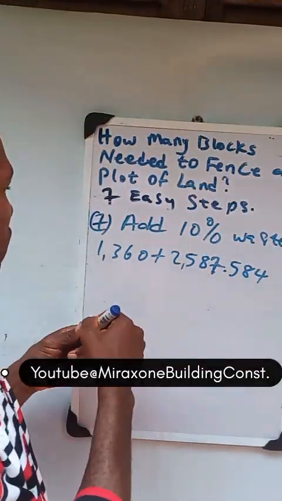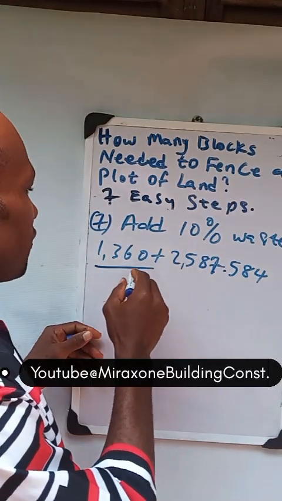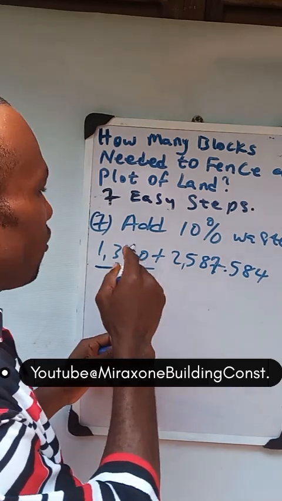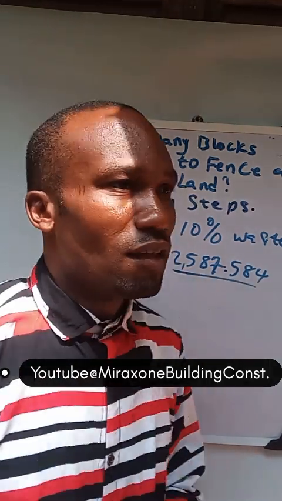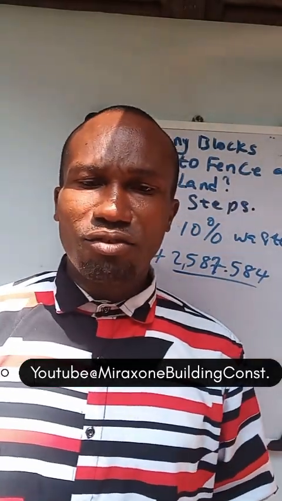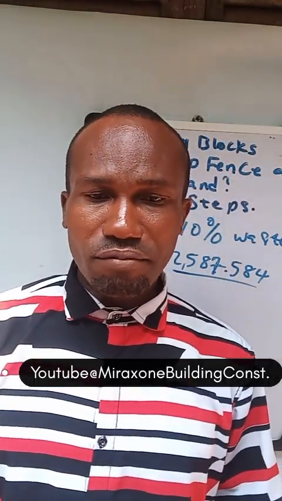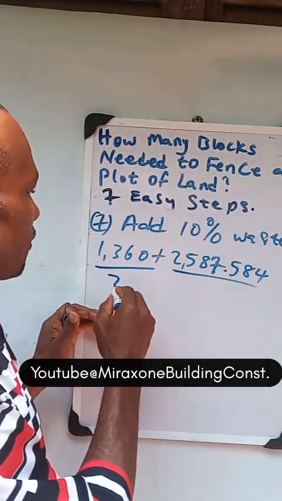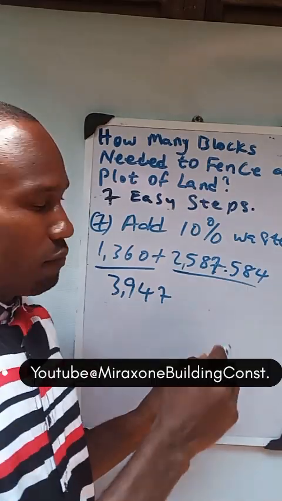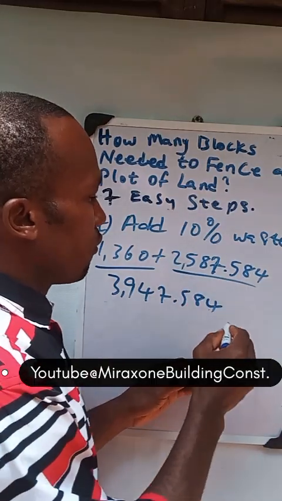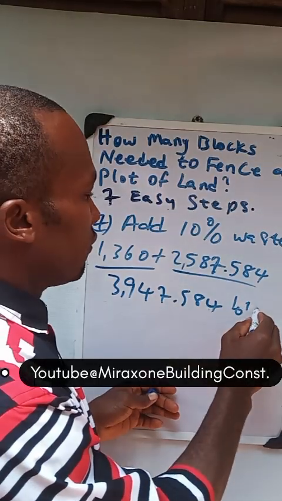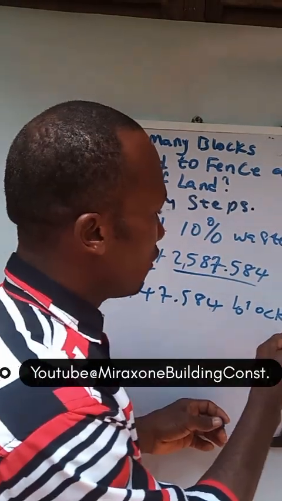So this is what we have on the block pillars, the block pillar positions, 1,360 blocks. This is the one we have on the normal sections, other areas. So when you add them together, what do you have? You have 3,947.584. This is the total number of blocks we need. But we are not going to leave it like that.